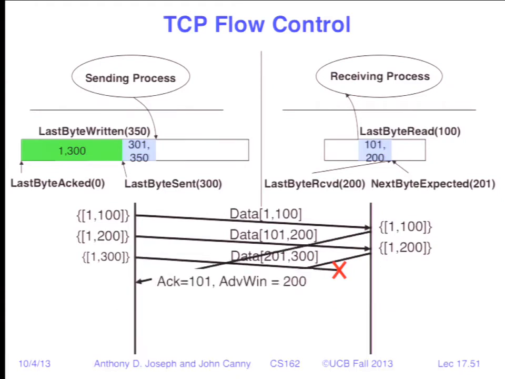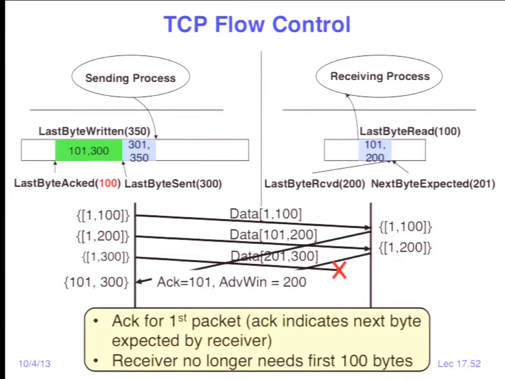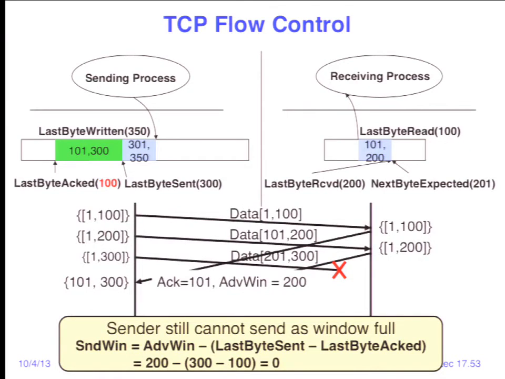Right? So now we get the acknowledgement for 101. Right? So the advertised window is 200. So this acknowledgement tells us the next byte that's expected, which is going to be 101, and that the receiver no longer needs the first 100 bytes. So we can drop them out of our window. Forget about them. OK, we still can't send because the advertised window is still full. Right, we sent 300, and we haven't been told that we can open up our window.